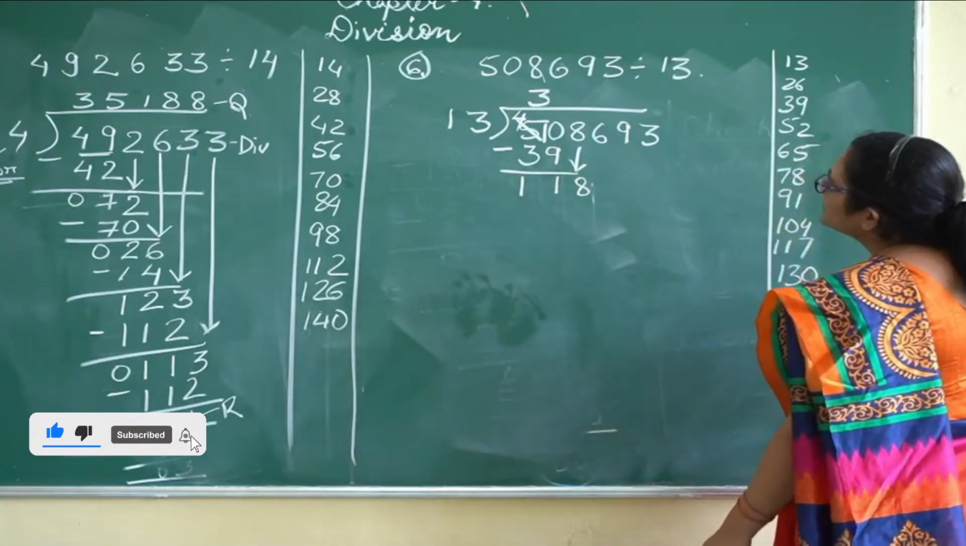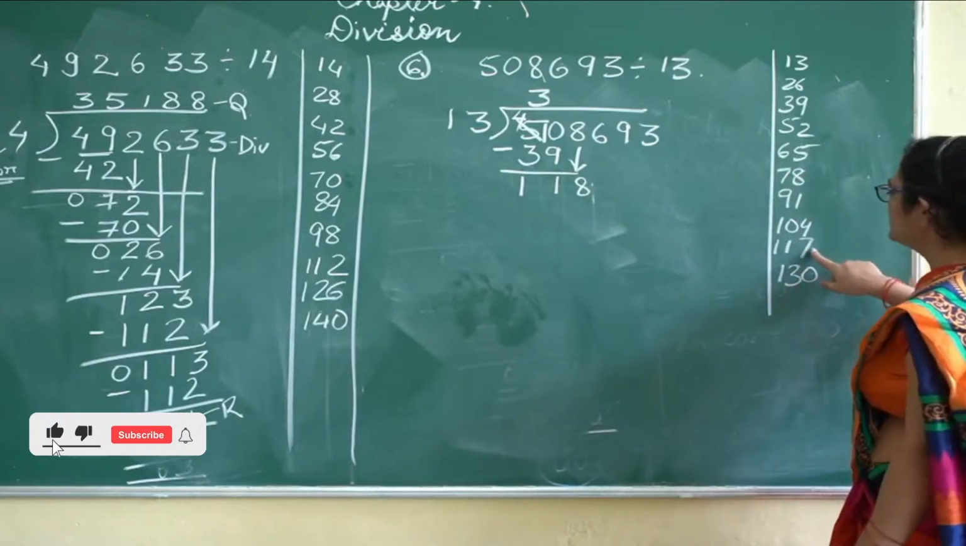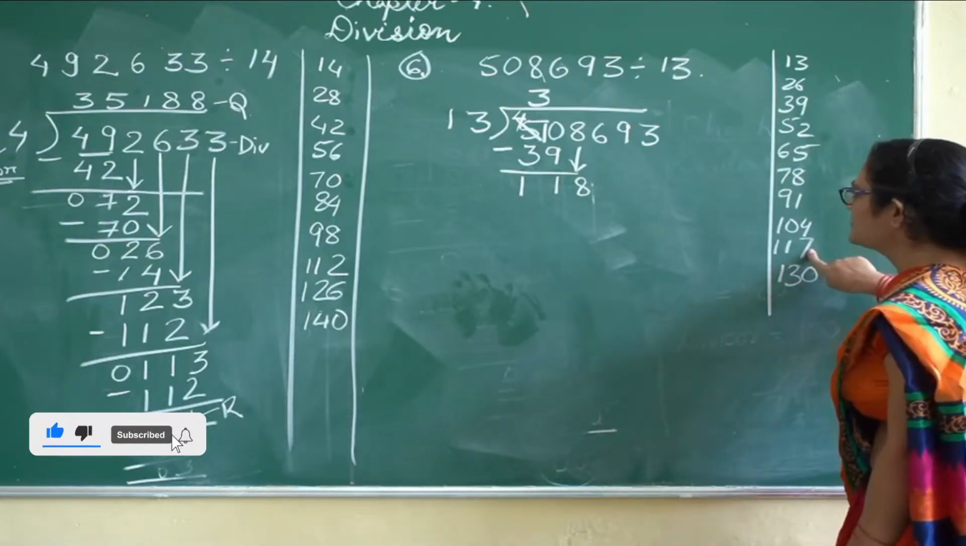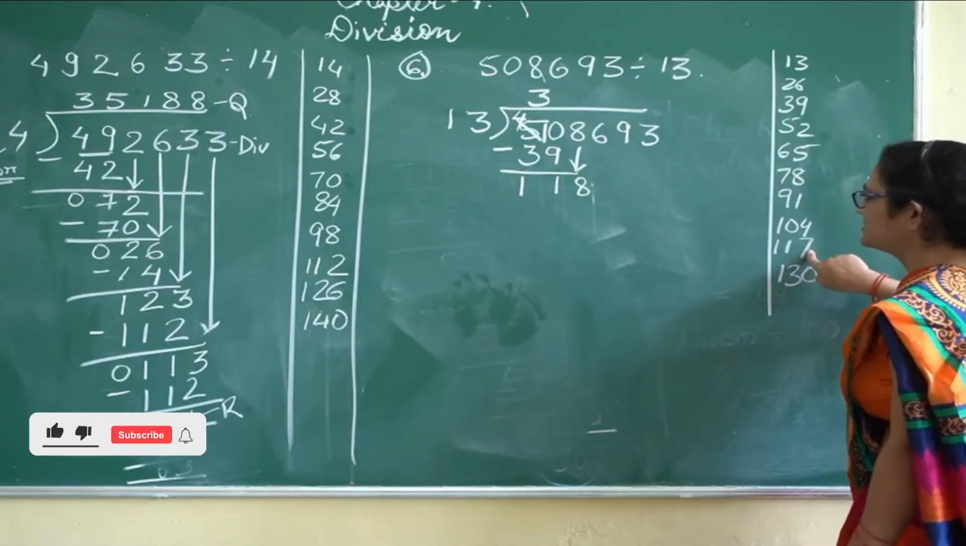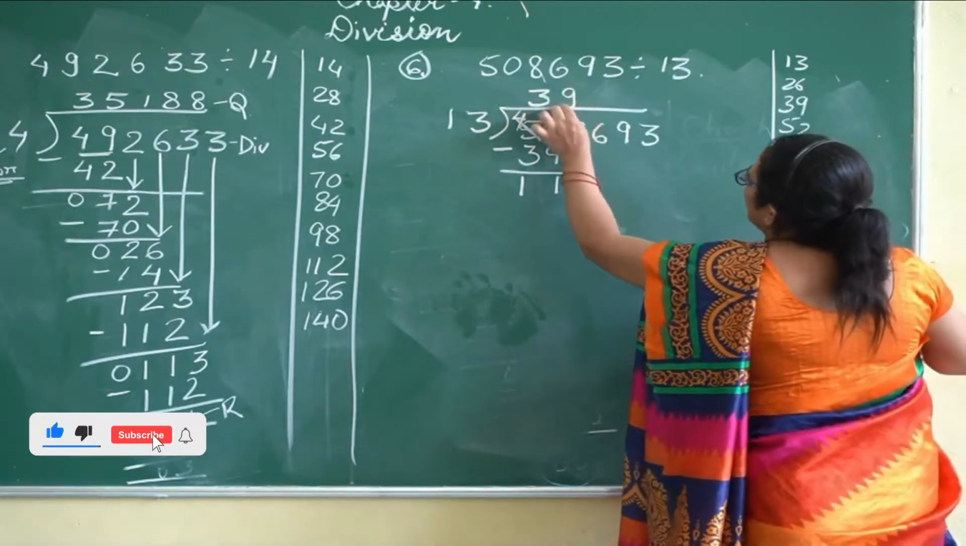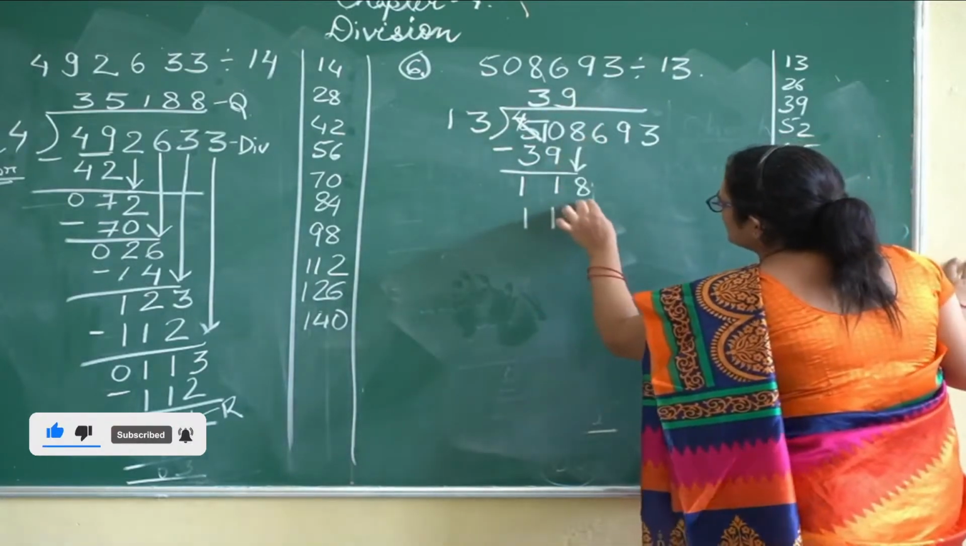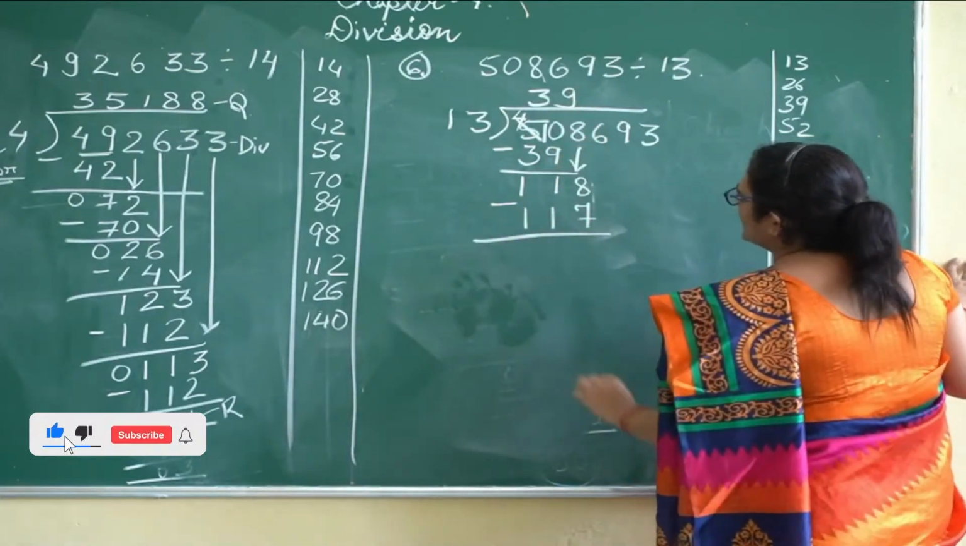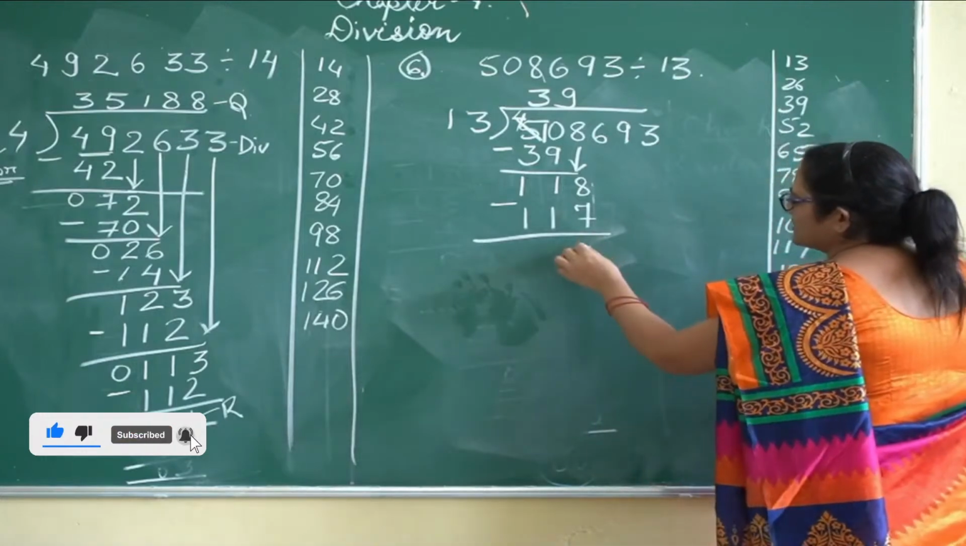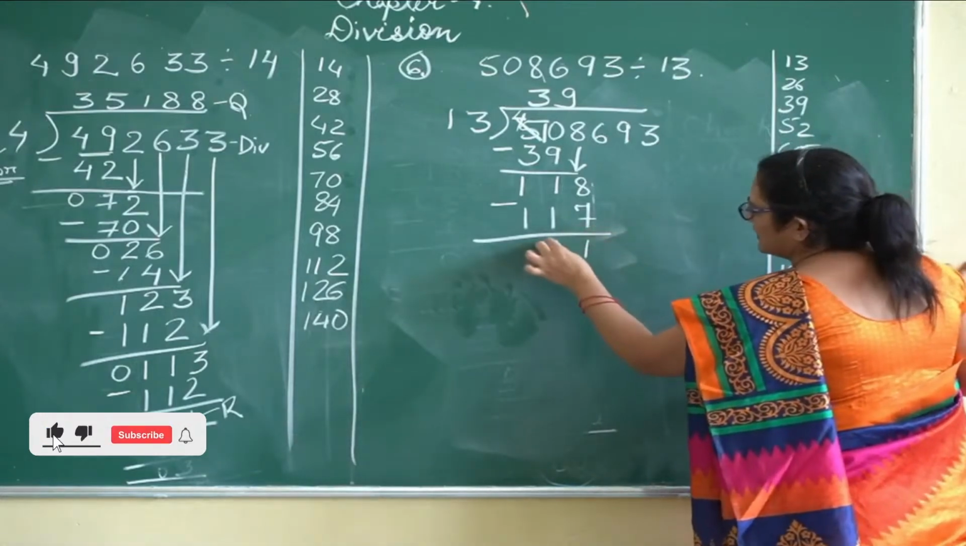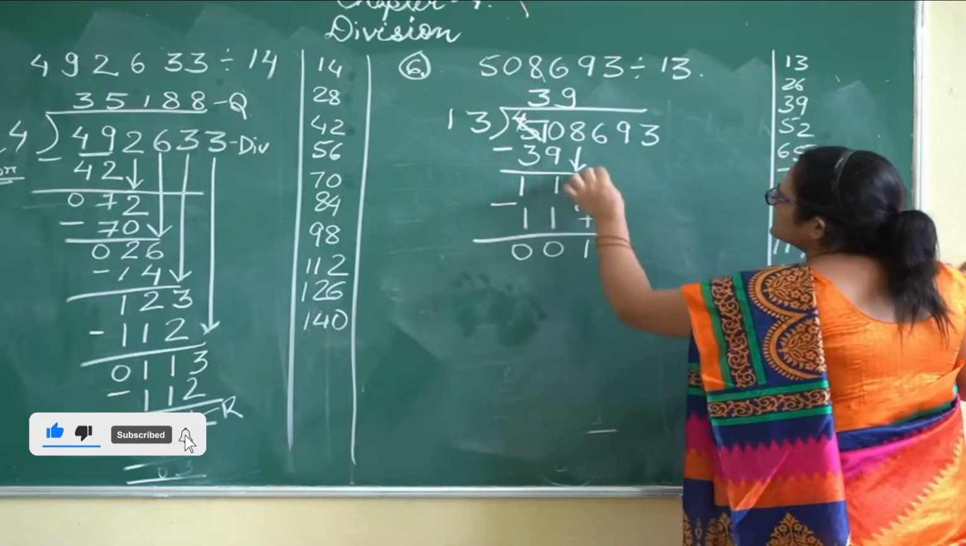In the table of 13, does 118 come? No. 117 comes. Smaller than 118 is 117. How many times? 9 times. 13 9s are 117. Now we'll subtract. 8 minus 7 is 1. 1 minus 1 is 0. 1 minus 1 is 0.